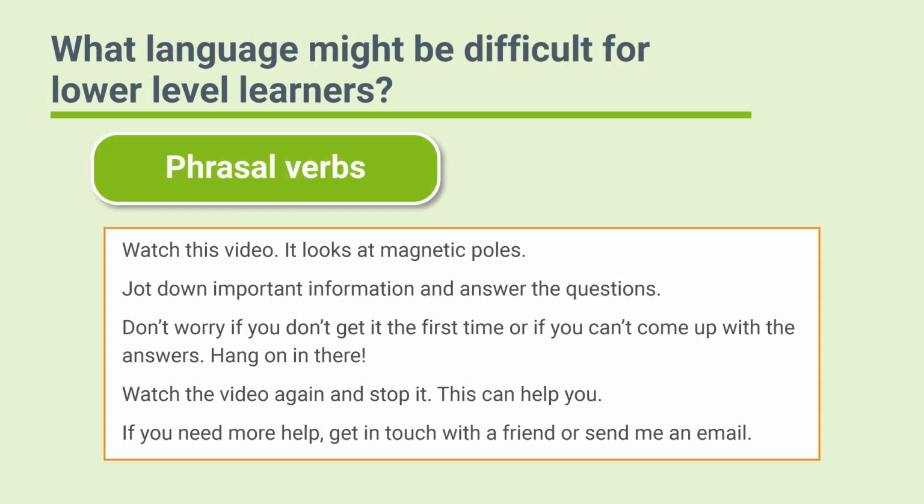Phrasal verbs are also difficult for lower level EAL learners. A phrasal verb is made up of a verb, for example look, and an adverb or preposition, for example at, up, down, on, under, etc. Sometimes phrasal verbs are made up of more than one preposition or adverb, for example come up with. These can be difficult as one phrasal verb can have several meanings. For example, the phrasal verb take off can mean take off as in take off in an aeroplane, take off a coat, or take off as in to be successful.